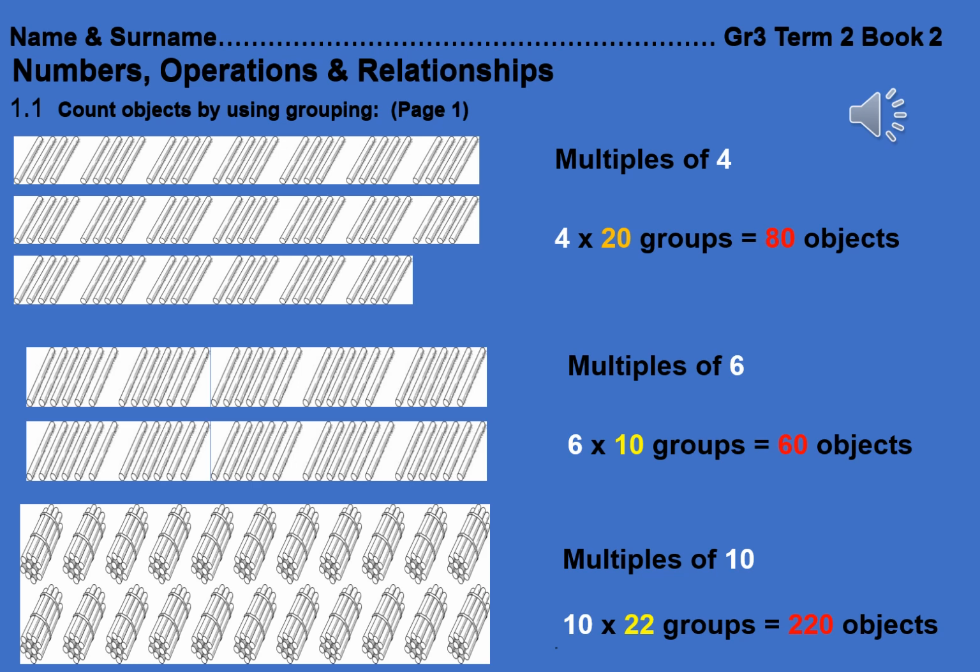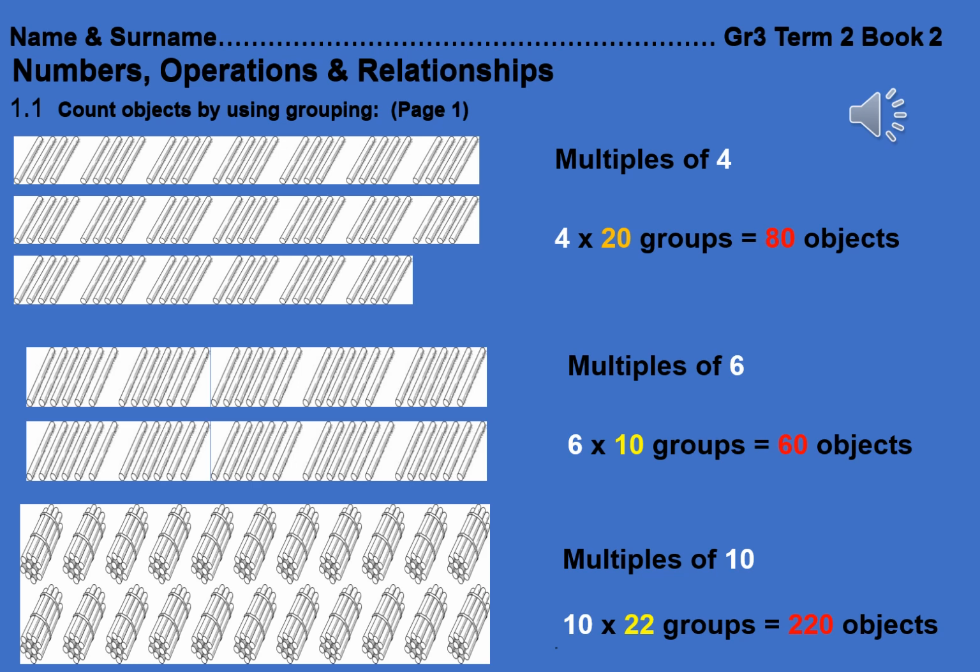So to do it as a multiplication sum, we say 4 times 20 equals, so we say 4 times 2 is 8 and we write it down. 4 times 0 is 0. So that is 80. 80 objects are counted in the first one. Do you see how easier using multiplication is than having to count each individual pole?